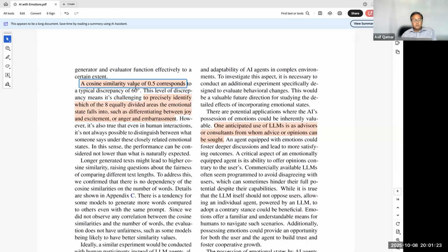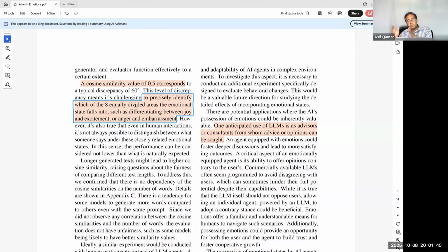So at this level, a cosine similarity of 0.5 corresponds to a typical discrimination of 60 degrees in the cone, in the latent space model. The level of discrepancy means it's challenging to precisely identify which one. So what we are saying is 0.5 is just enough of a match, but it might miss.